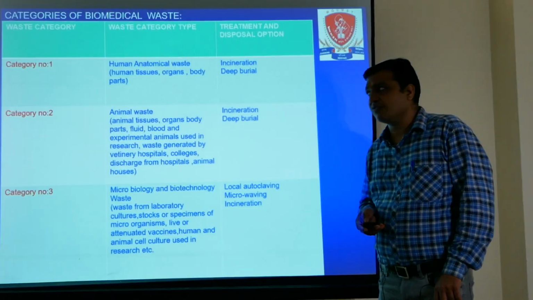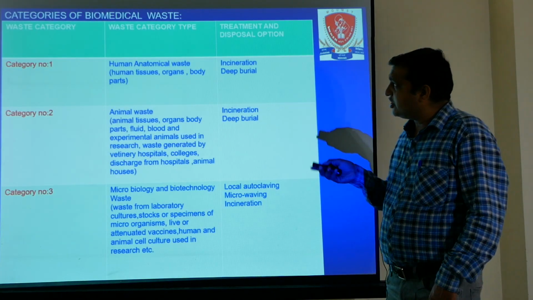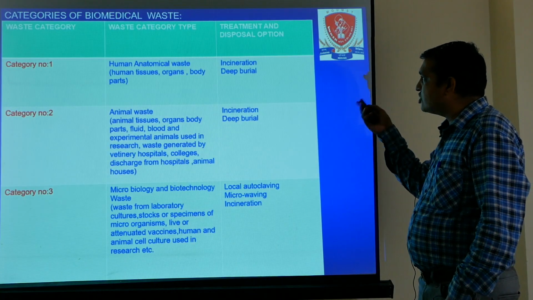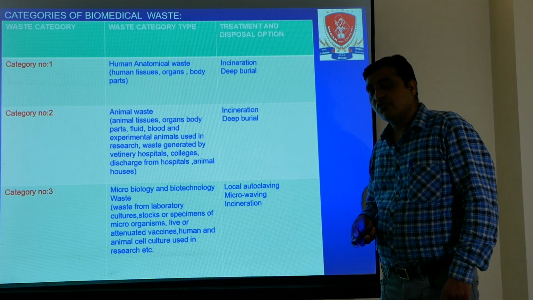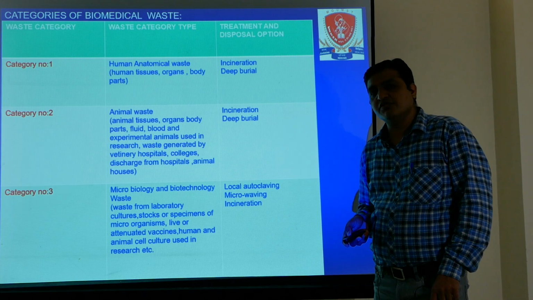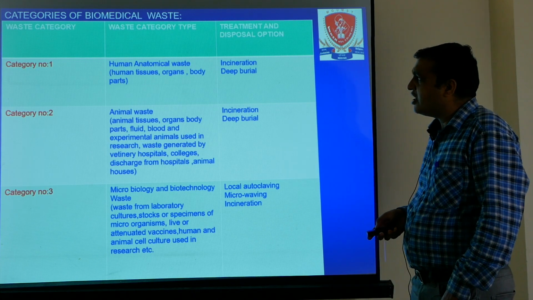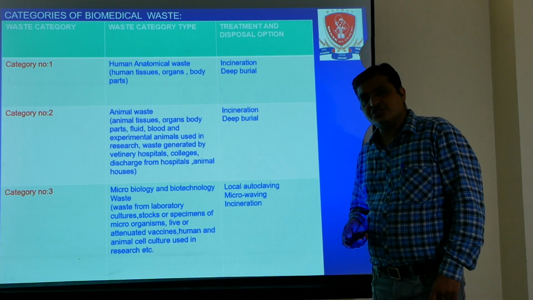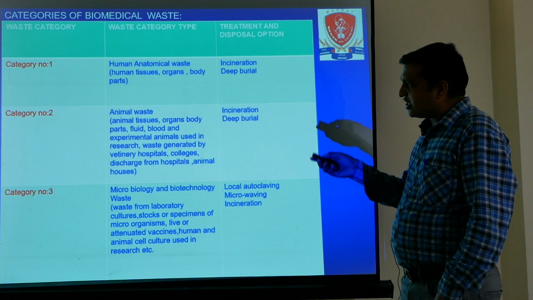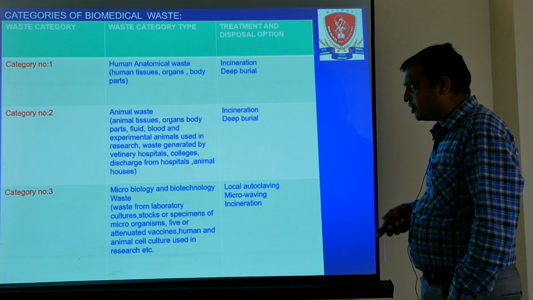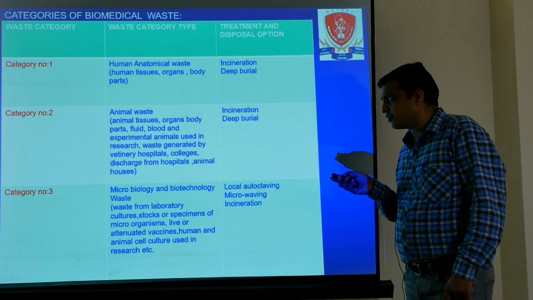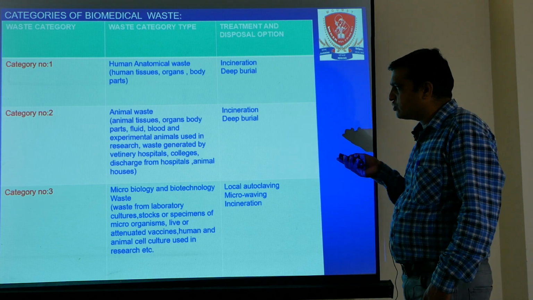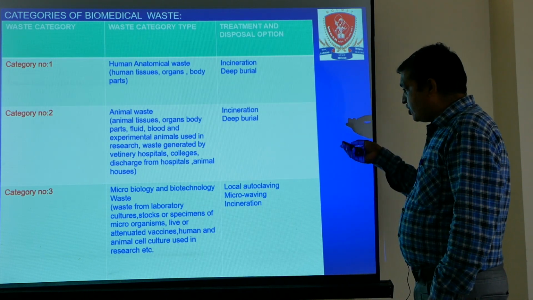Categories of biomedical waste: waste category type, treatment, and disposal. Category number 1 is human anatomical waste, such as the placenta, amputated organs, and body parts. Treatment is incineration or deep burial. Second category, animal waste: animal tissues, organs, body parts, liquid blood, and experimental animals used in research. Treatment is incineration and deep burial.